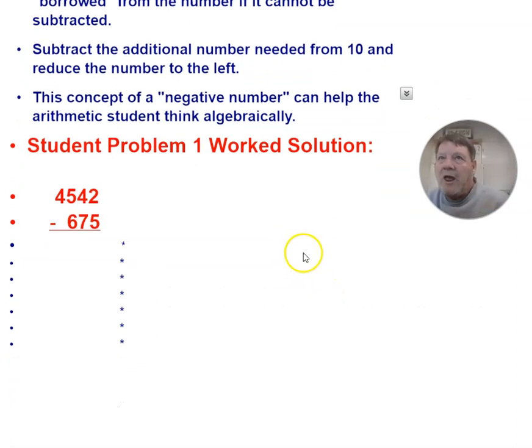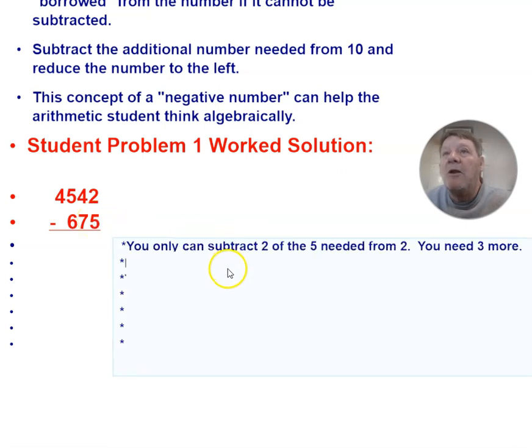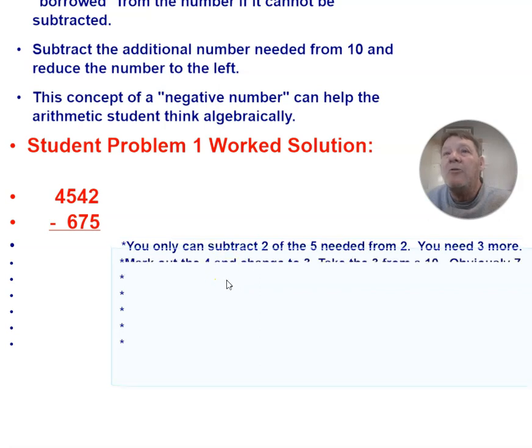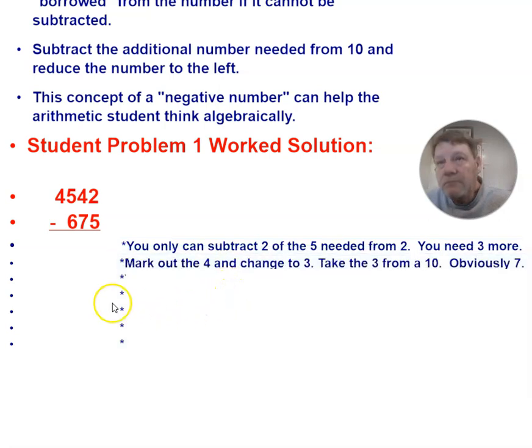So let's look straight at student problem one's work solution. Remember, we look at that ones digit, and I need to take 5 from 2. You can't take 5 from 2, but you can take 2 from it. And what would be left? Well, it would be 5 minus 2, so I need to come up with an additional 3. I need 3 more to be removed.